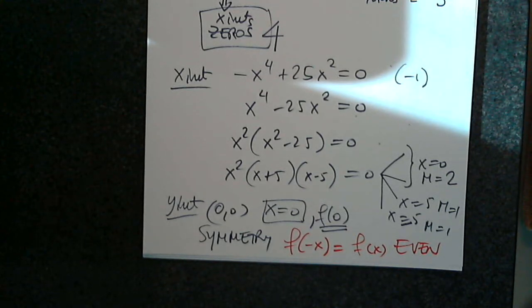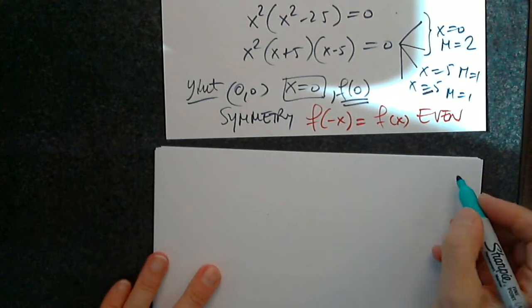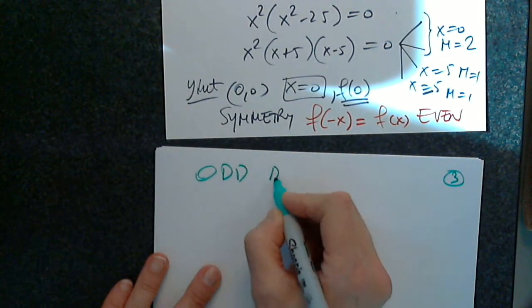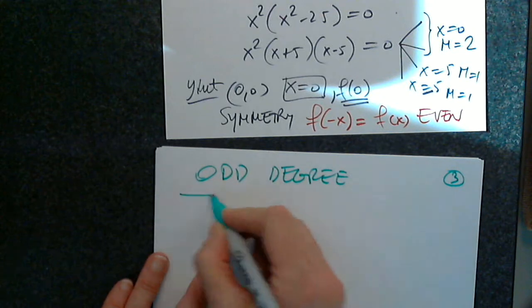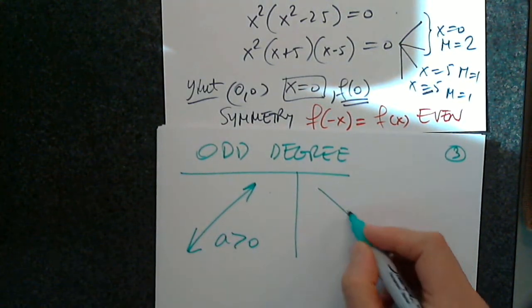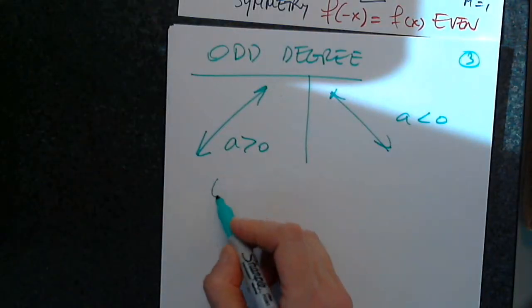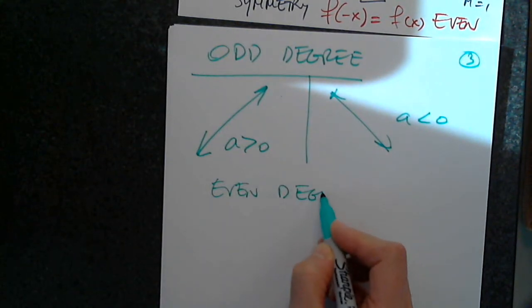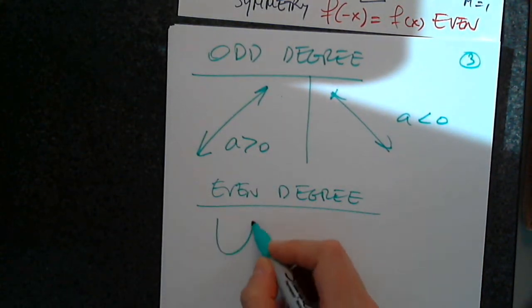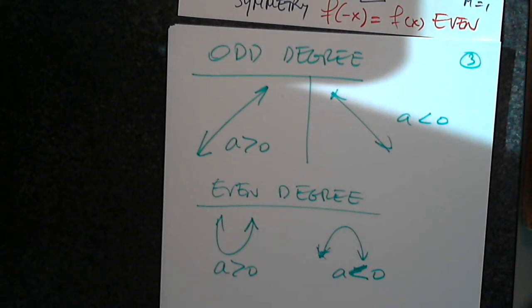So this is just an example of what happened last time. Thank you. So one more time, it is in your notes, but let's write it one more time. Odd degree looks like this with a positive leading coefficient, looks like this with a negative leading coefficient. Even degree looks like this with a positive leading coefficient, looks like this with a negative leading coefficient.